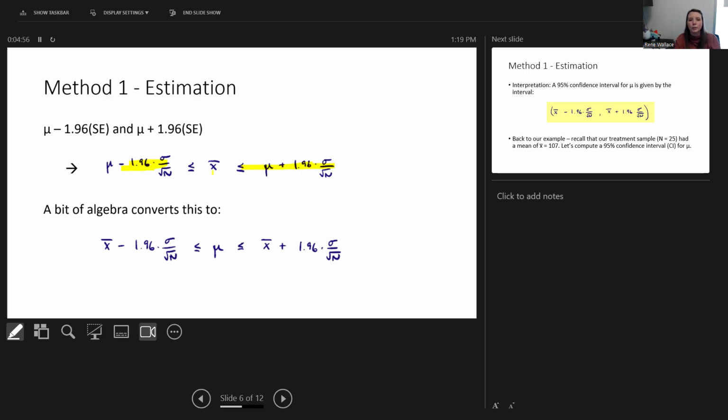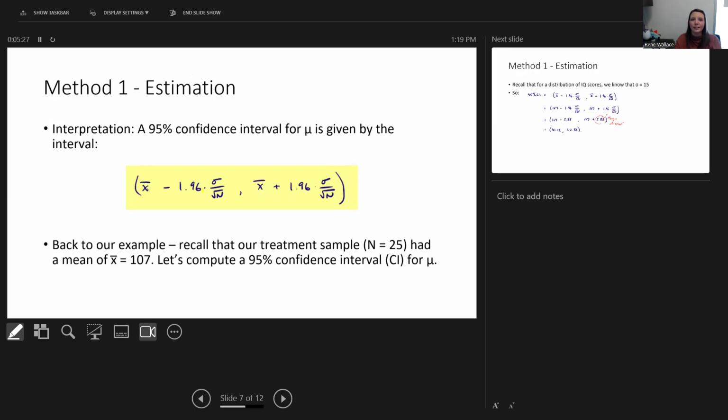If we use a little bit of algebra to move things around, to move this over to the center and to move x bar over here, then we have x bar minus 1.96 times standard deviation divided by square root of n is less than mu, which is less than x bar plus 1.96 times standard deviation divided by square root of n. That's a whole lot of words in a really big equation. So what am I saying?